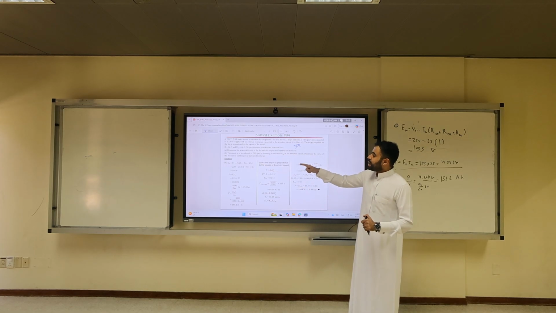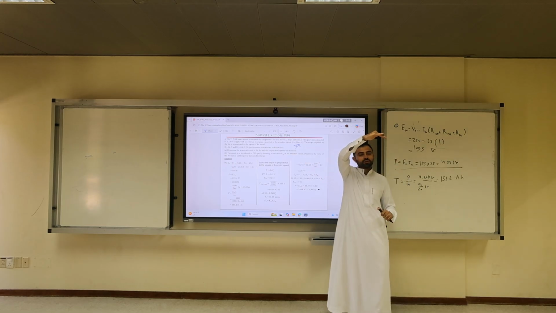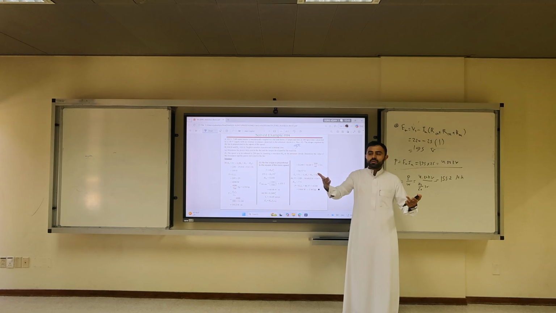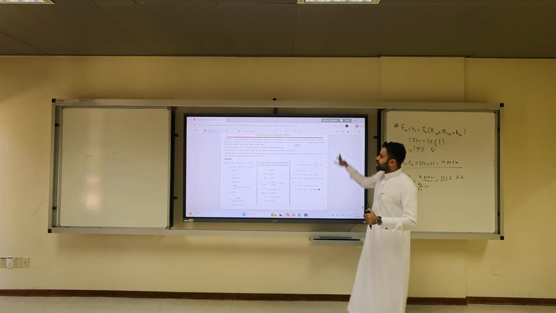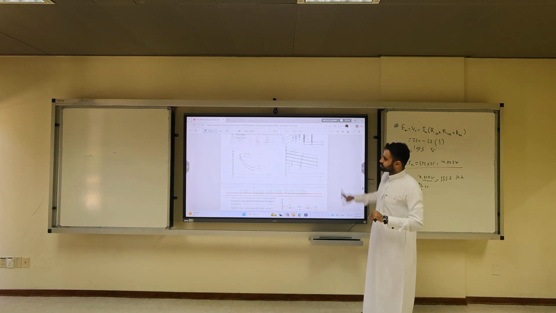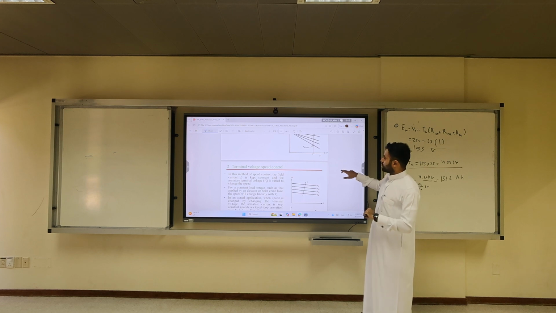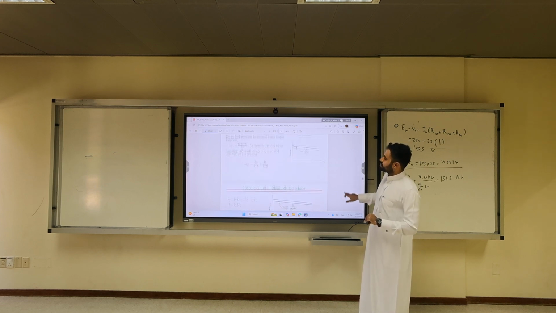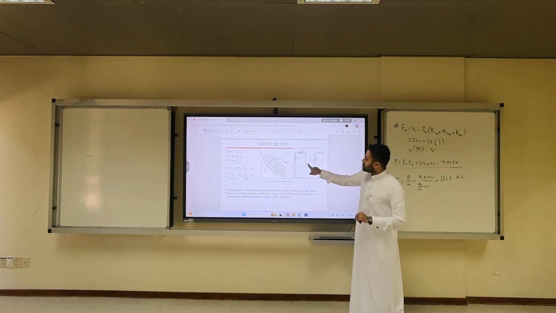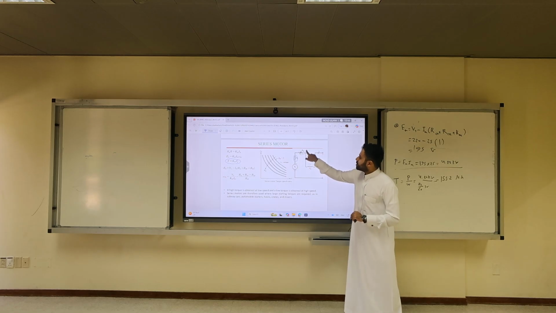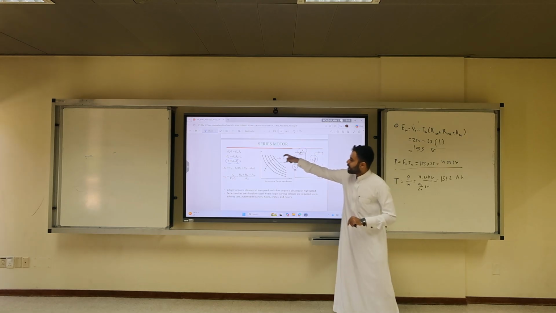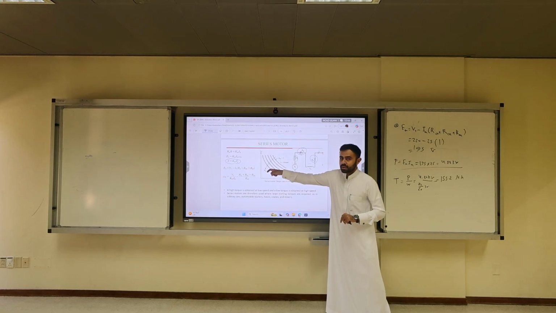Then, the speed is to be reduced from 300 to 200 RPM. What should we do for the series motor? Add series resistance. This is the series motor slide. These two are fixed, you can increase this RAE. If you increase RAE, what will happen to the speed? Decrease.